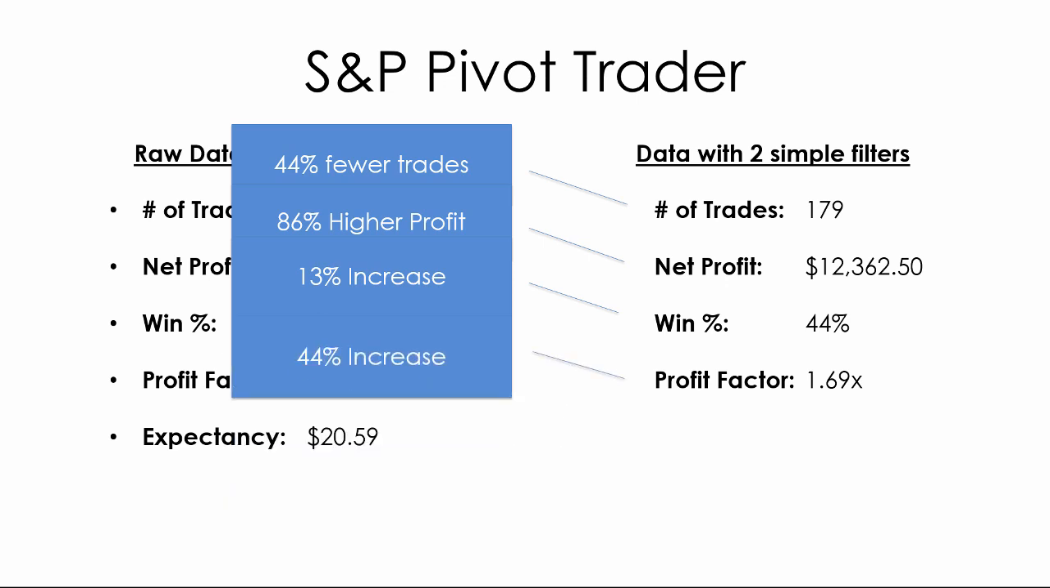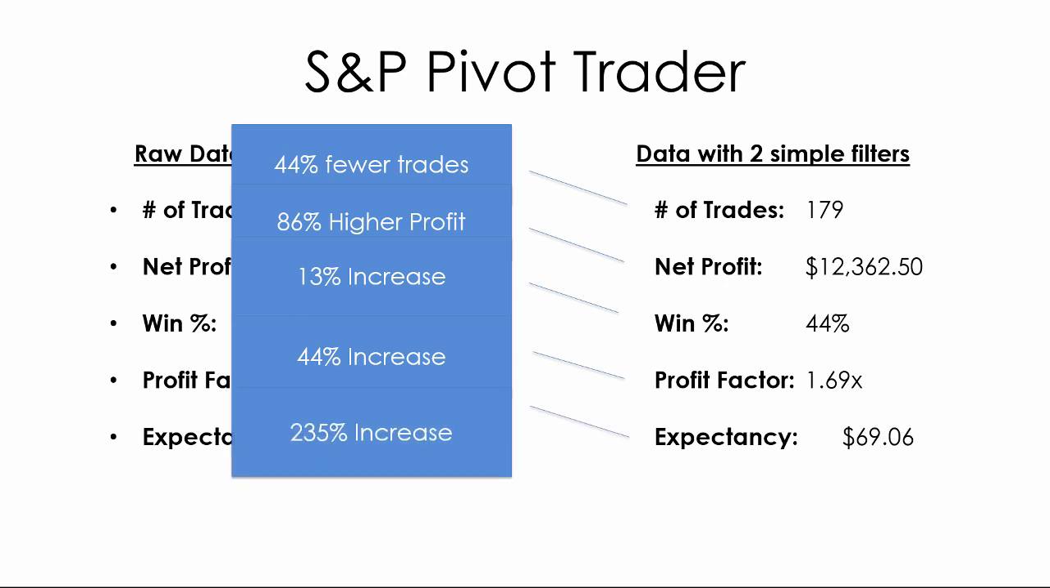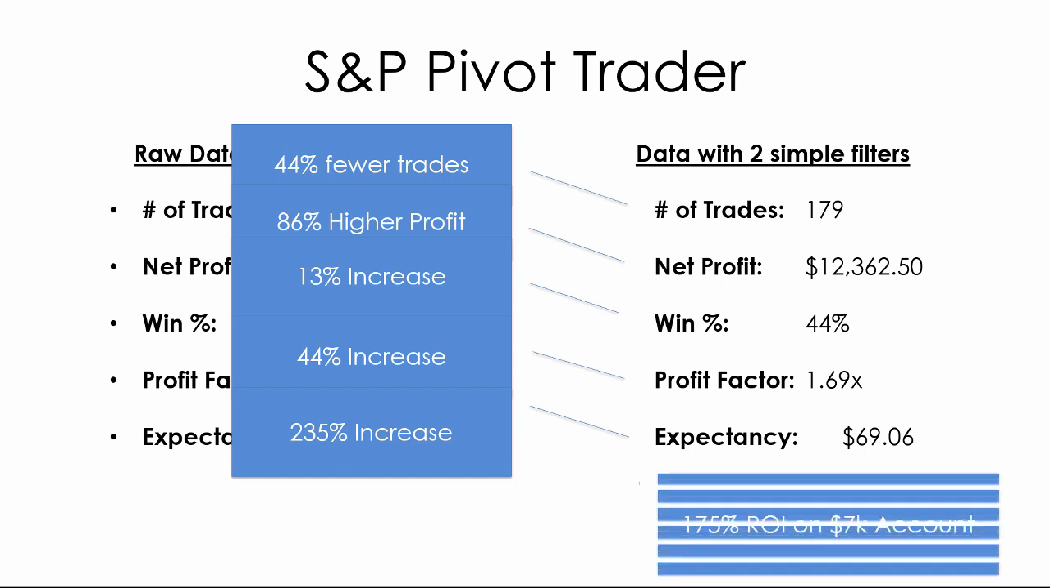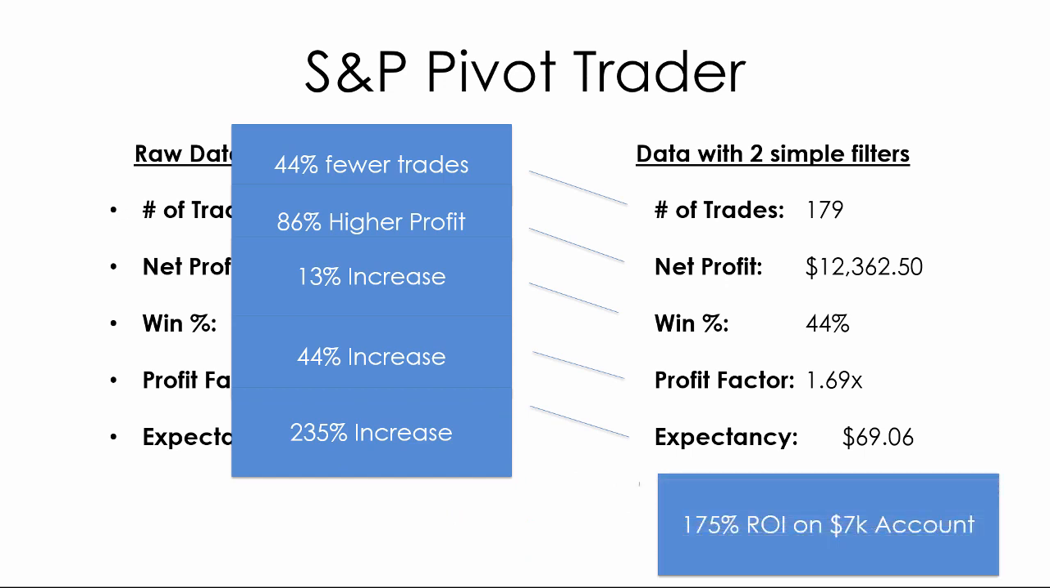That's a 44% increase. And finally, gang, you ready? Expectancy. $69 per trade. Gang, that's a 235% increase. Amazing. And gang, on a $7,000 account, this is 175% ROI. So now, let me show you some examples of the two filters.